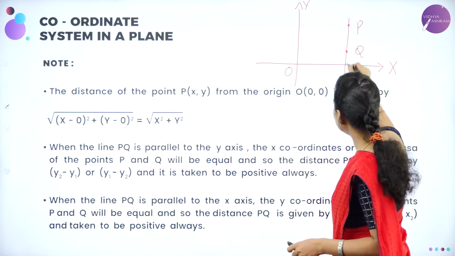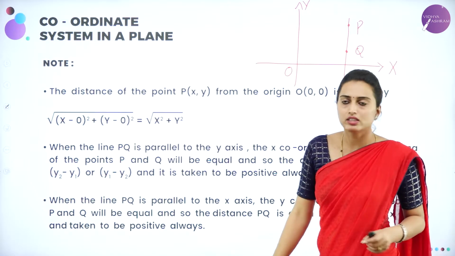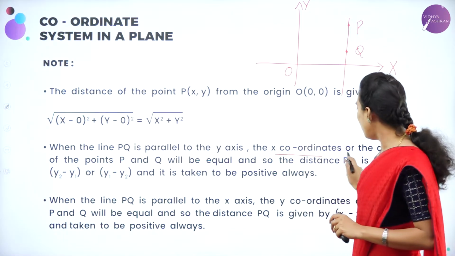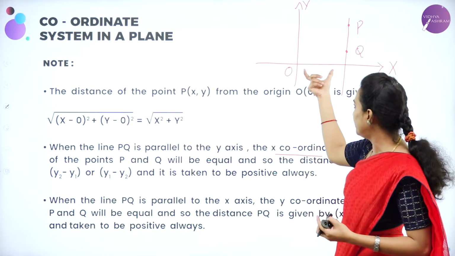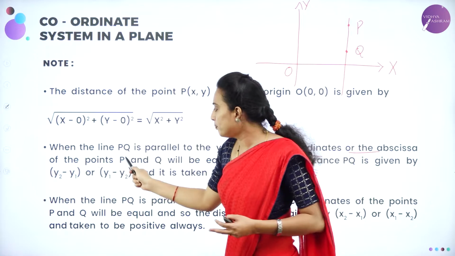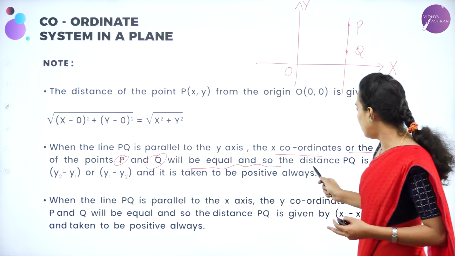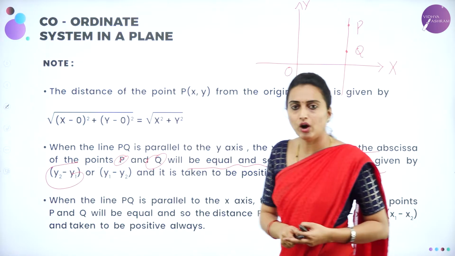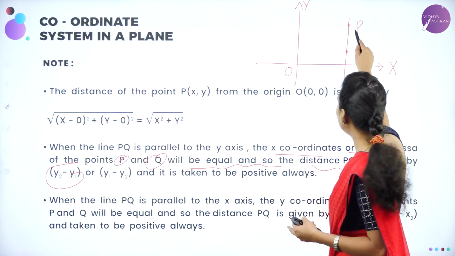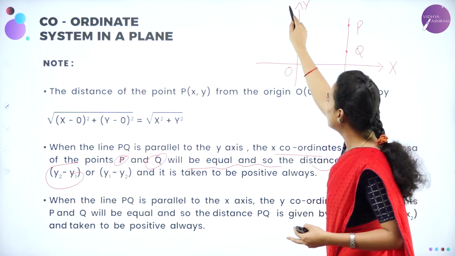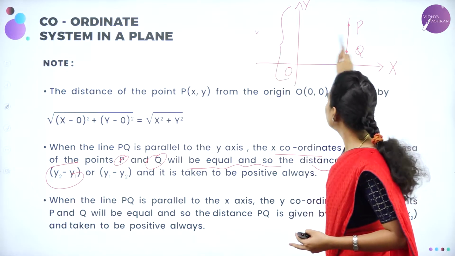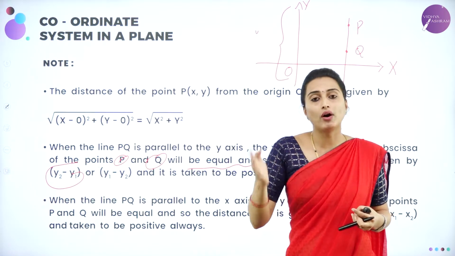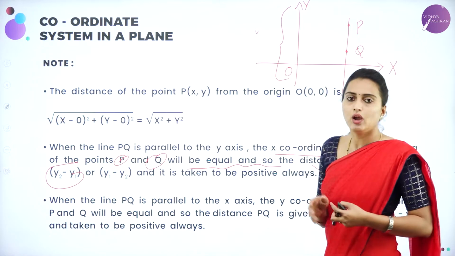So when this is a line parallel to the y-axis, then the x coordinate or the abscissa of the points P and Q will be equal to what? The distance of PQ. What is the distance of PQ? You are going to have either y2 minus y1 or y1 minus y2. This is y2, and this is y1, so y2 minus y1, or y1 minus y2, will be the distance when PQ is parallel to the y-axis.